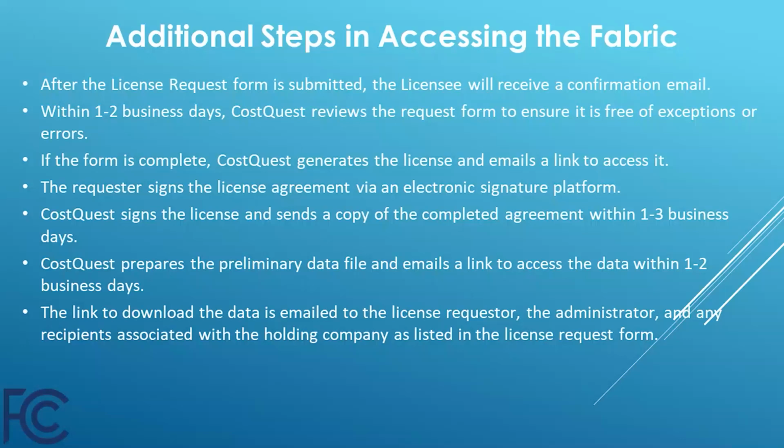If CastQuest discovers errors or incomplete information on a license request form, it will request clarification. After any errors or omissions are corrected, CastQuest will prepare the license and email a validation notification with a link to the electronic license agreement. Once the license agreement is e-signed by the authorized individual at the company, CastQuest will also sign the license agreement and then send a copy of the completed agreement to the company within 1 to 3 business days.